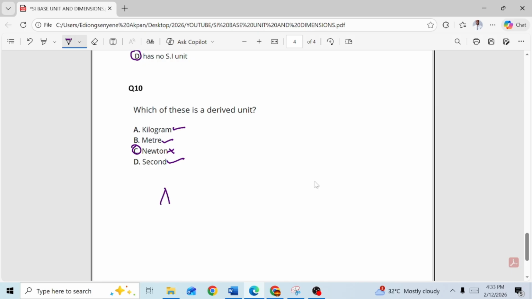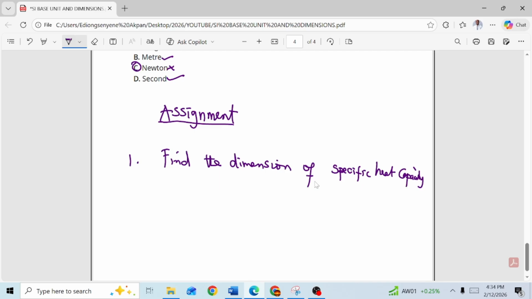As an assignment, I want you to try this dimension. When you are done, send it to the comment section. Question number 1. Find the dimension of specific heat capacity. Now, let me give you formula. Quantity of heat is m c theta. So specific heat capacity is Q over m theta. So use this to find and drop your answer in the comment section.